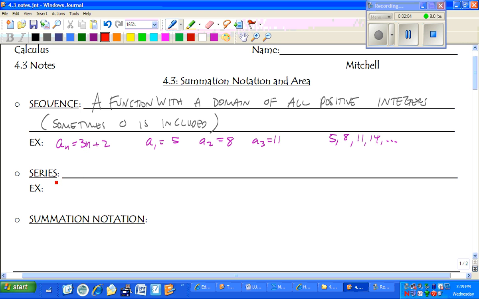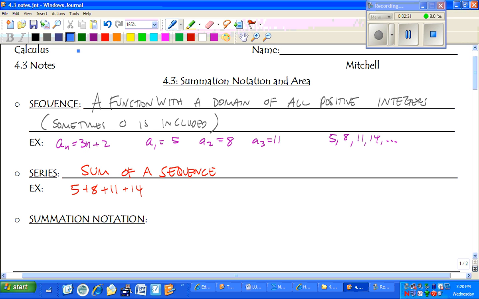A series is basically the sum of a sequence. So when we take the terms of a sequence and add them up, we can look at the first 4 terms here. If we wanted to find the sum of 5 plus 8 plus 11 plus 14, that would be the sum of the first 4 terms.